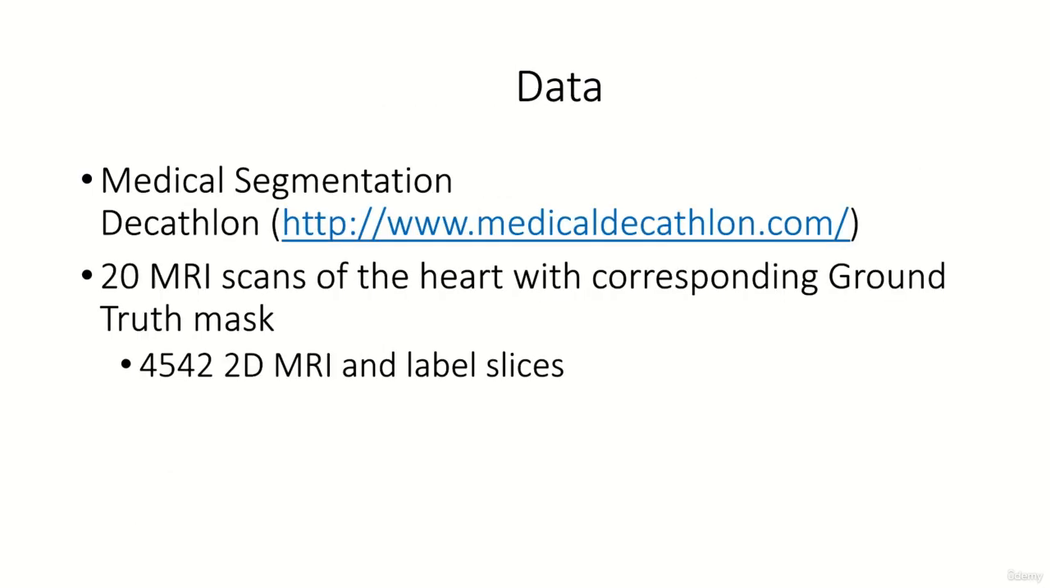We can use the cardiac MRI dataset provided by the Medical Segmentation Decathlon. The Medical Segmentation Decathlon, or in short MSD, is a challenge consisting of 10 different medical segmentation tasks. Atrium segmentation is one of them. The corresponding dataset consists of 20 MRI scans of the heart with corresponding ground truth masks. In the two-dimensional setting, it adds up to 4,542 single slices. As usual, you can find the license and detailed instructions on how to obtain the dataset in the corresponding Jupyter notebook of this lecture.